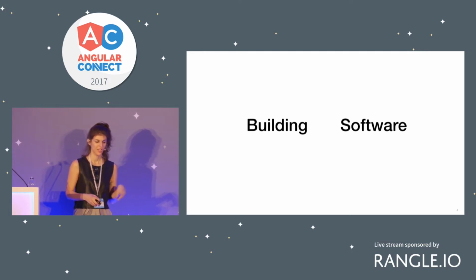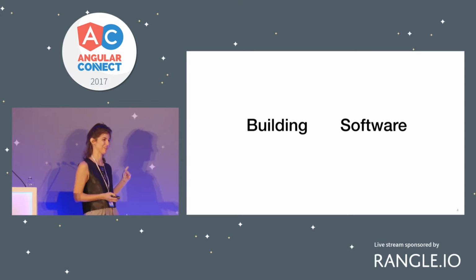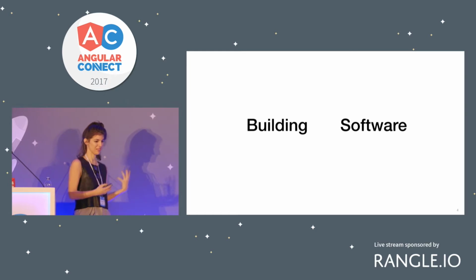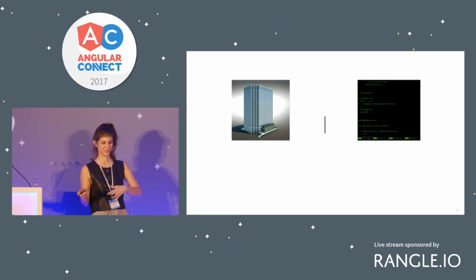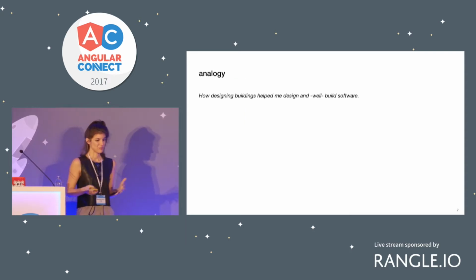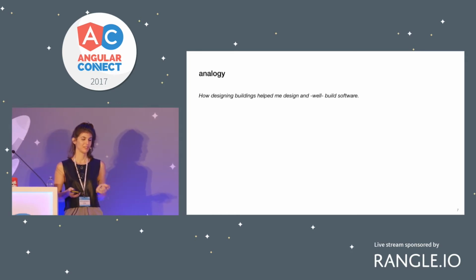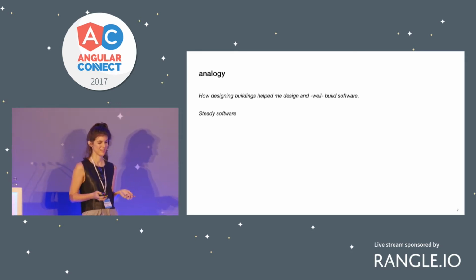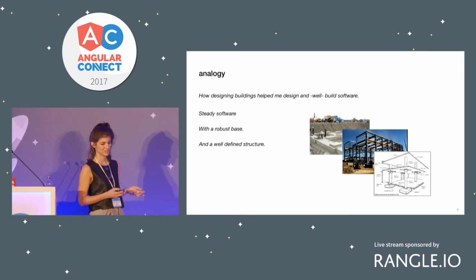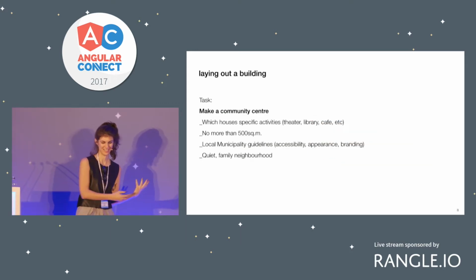My initial thought for a title was Building Software. It was sort of a play on words, like you have two nouns where somebody would think it's a verb and a noun. So it's a building and some software. And to make the analogy. So basically, the talk is about how designing buildings helps me design and, well, build software, steady software with a robust base, with a well-defined structure, and a variety of structural elements. I believe you're seeing where I'm getting at.